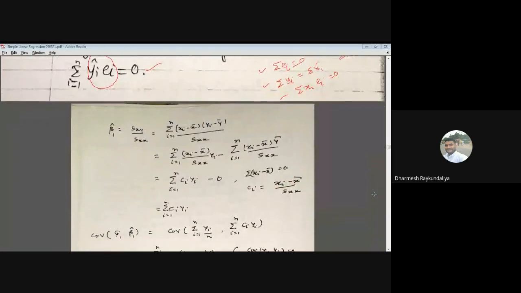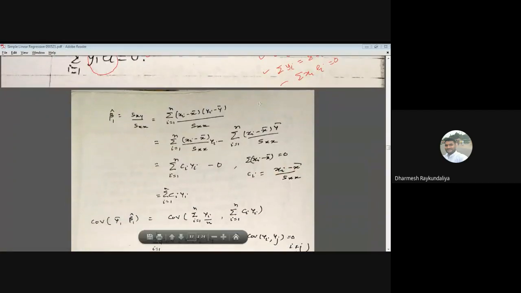So how to prove that? Let us write beta 1 cap as Sxy upon Sxx. Now I write it as xi minus x bar upon Sxx into yi, minus xi minus x bar upon Sxx into y bar. But y bar and Sxx are free from i, and the summation of xi minus x bar is 0, so that quantity is 0. If I say this is ci, where ci is xi minus x bar upon Sxx, I can write it as summation ci yi.